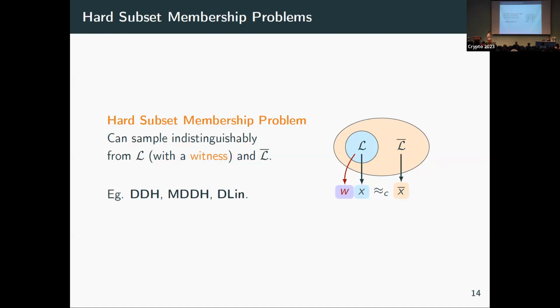First, let me remind again what a hard subset membership problem is. It's a language such that we can sample from the language and from its complement. So we can sample correct and false statements in an indistinguishable way. And every time we sample a correct statement, we also get a witness for the correct statement we sampled. This is the key thing. Again, this generalizes DDH, MDDH, and many other interesting problems.